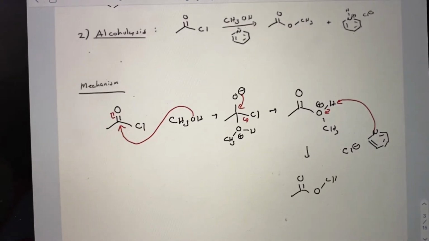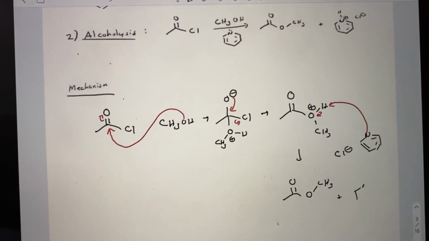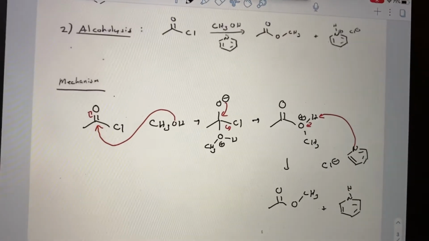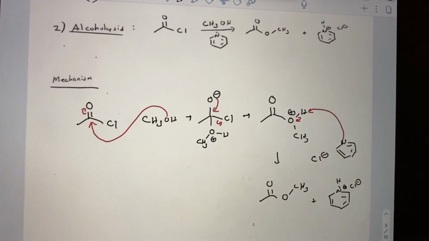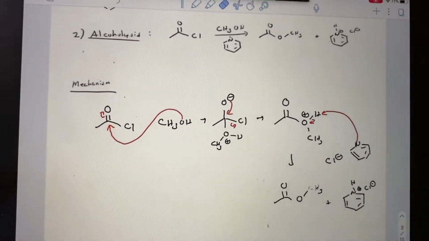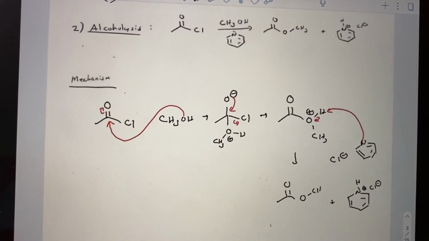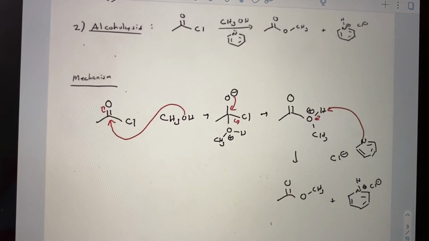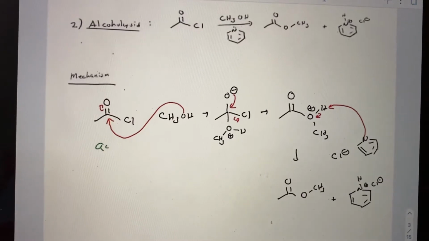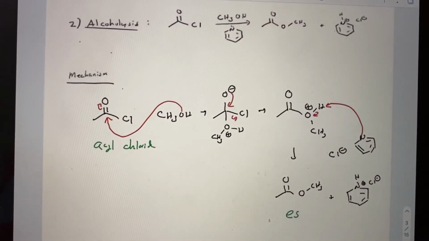I'll draw this in a more conventional bond line structure, plus pyridinium chloride. That looked just a little bit better. Okay, so now as we're looking at this, notice what we've done is we started with an acyl chloride, and we end up with an ester.